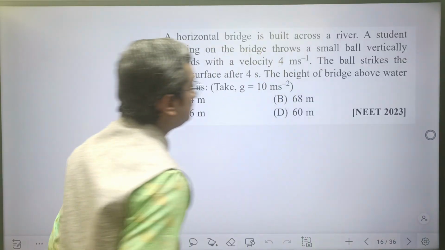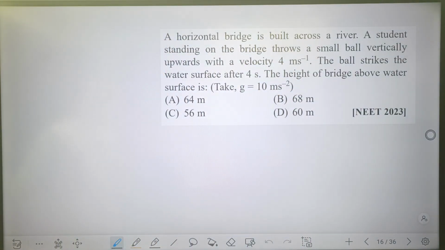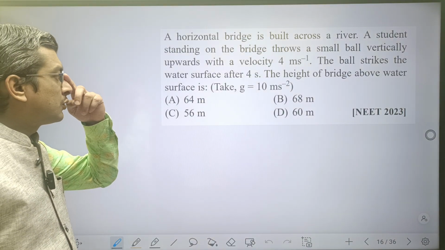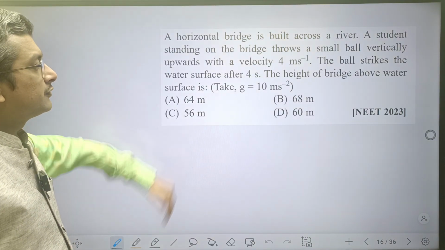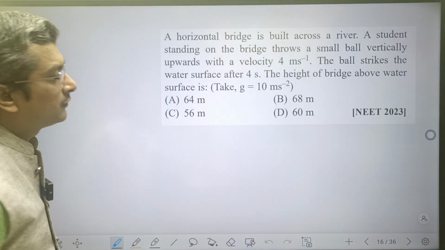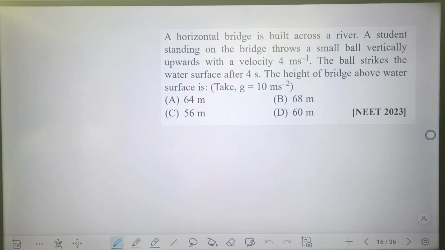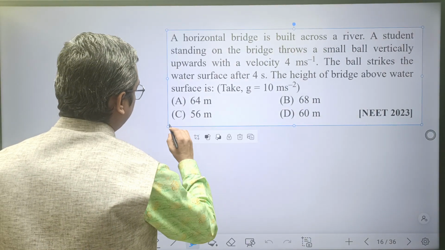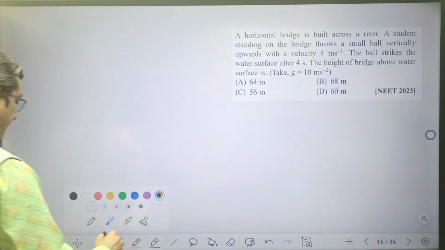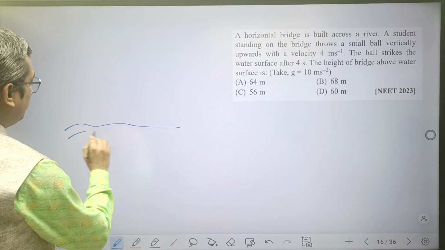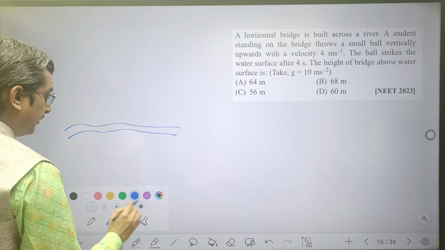Next, a horizontal bridge is built across a river. A student standing on the bridge throws a ball vertically upwards with a velocity of 4 meters per second. The ball strikes the water surface after 4 seconds. The height of the bridge above the water surface is? So the question is like this. The situation is, let us suppose, here it is water, here is the surface of the water, and here is the bridge.